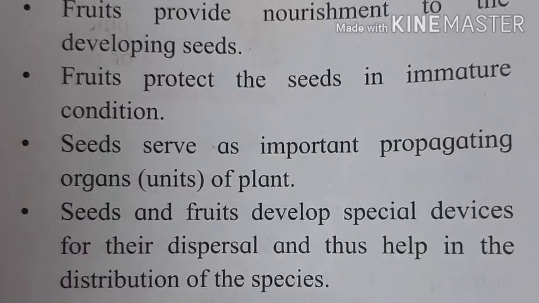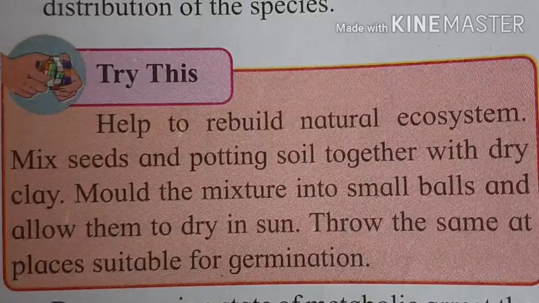Seed balls help to rebuild the natural ecosystem. Mix seeds and potting soil together with dry clay. Mold the mixture into small balls and allow them to dry in the sun. Throw them at places suitable for germination.